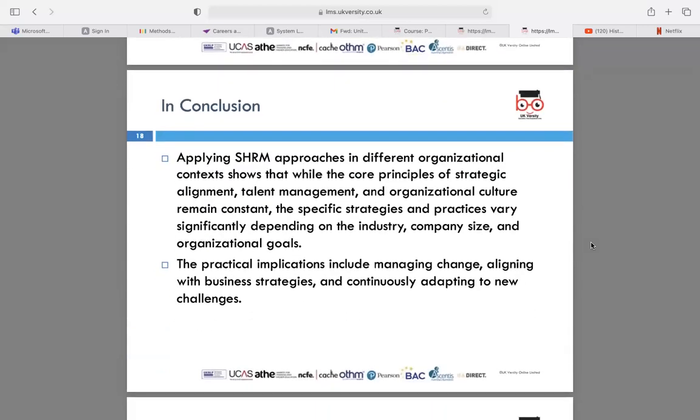So basically, concluding that strategic human resource approaches are so different in different environments, and you need to take care of so much together. You have talent management, organization culture, and the practices vary and depend. It depends on the company size, how the company is responding, or what the company is working on, the goals of the company eventually. And also different practical implications, like how you need to manage change, how you need to put different leaders at different places, how you need to adapt to new challenges continuously and be proactive in your approaches. There's a lot that is thought of before putting a strategy in place.